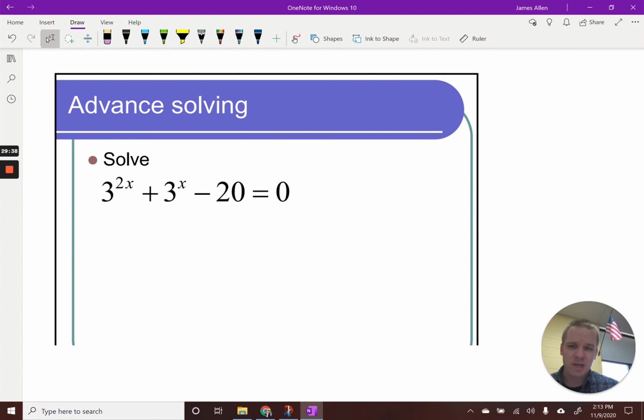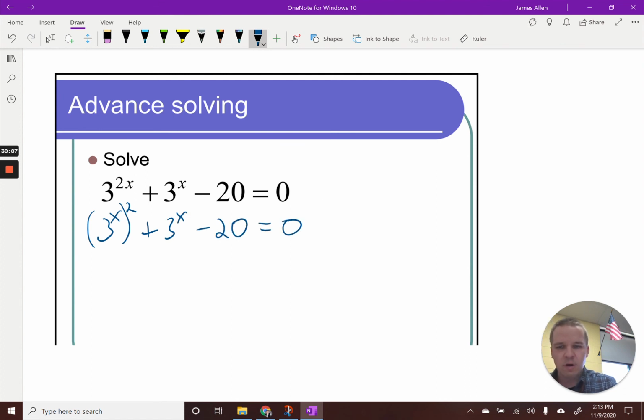So I've got this problem, 3 to the 2x plus 3 to the x minus 20 equals 0. What the heck am I supposed to do with that? Well, first I'm going to look at the 3 to the 2x, okay? Now, I could write that as 3 to the x squared, right? I'm using my exponent properties. Power to a power means multiplying the exponents. So I'm just kind of going back the other way with that. And then plus 3 to the x minus 20 equals 0.